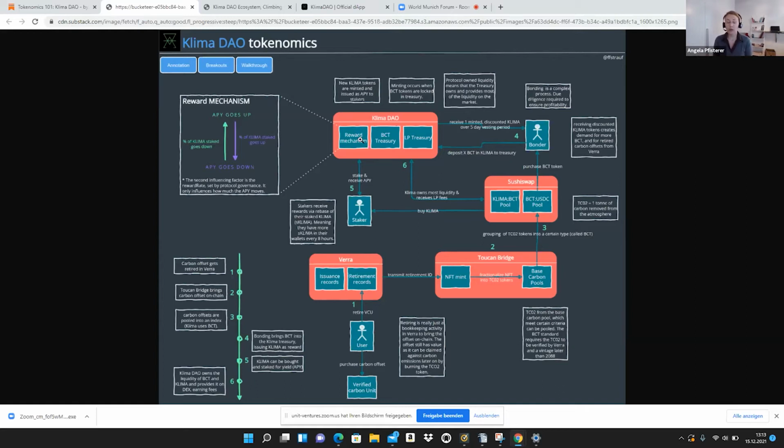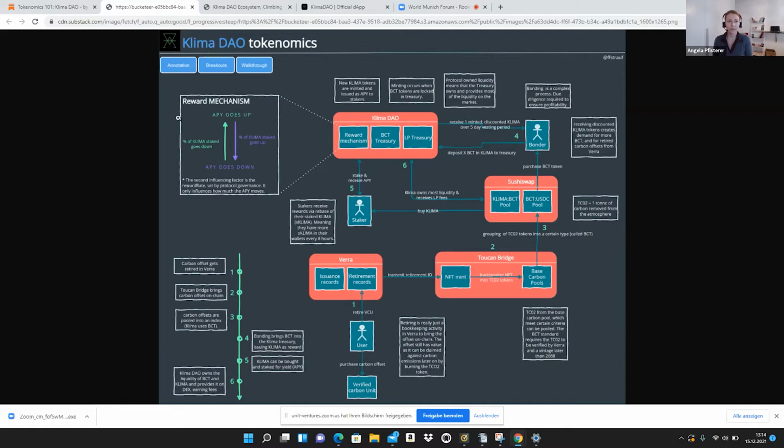And that's how they also aim to make the world more sustainable, because when the price of carbon offsets goes up because there's scarcity in the market and demand is higher than supply, then also the value of KlimaDAO would go up. And as long as the carbon offsets are locked here in the treasury, they're not available in the market anymore.